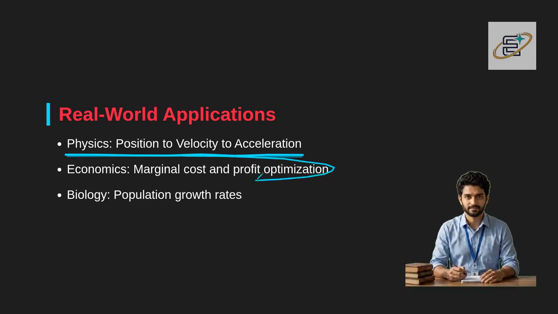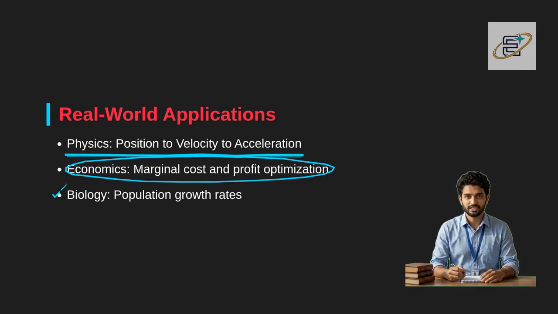In economics, derivatives are used to find marginal cost and marginal revenue. If a company wants to maximize its profits or minimize its costs, they use calculus to find the exact peak or valley of their profit graphs.